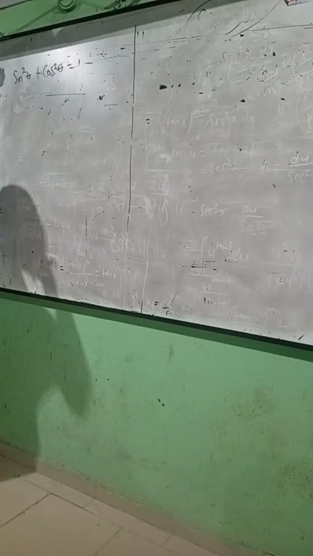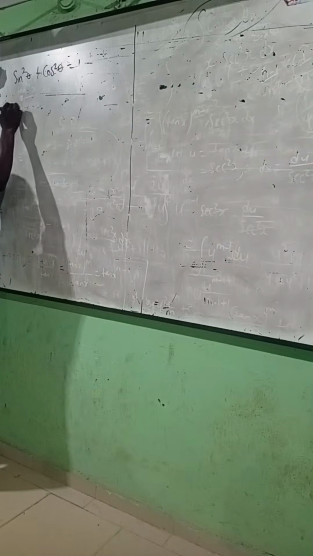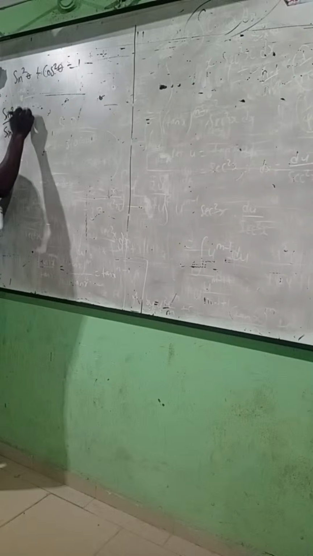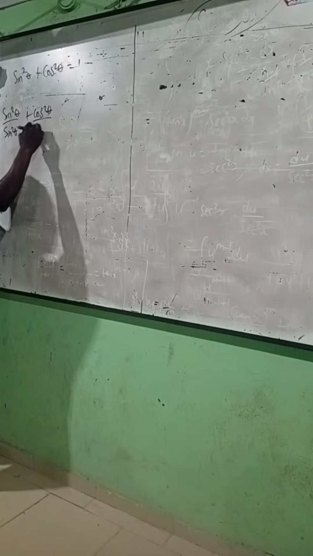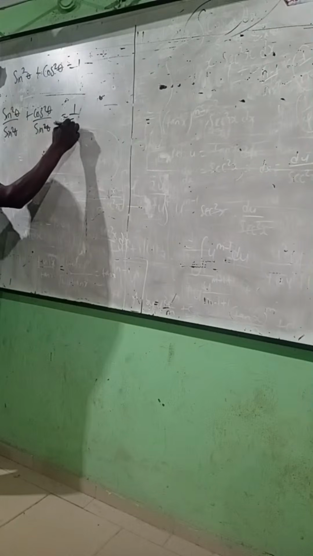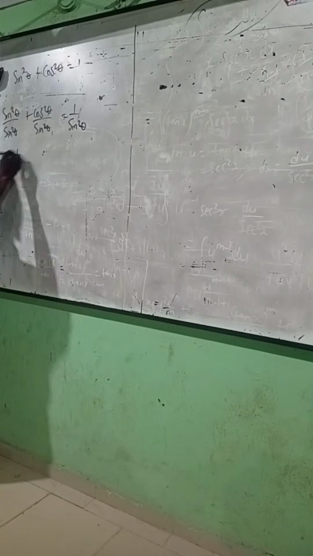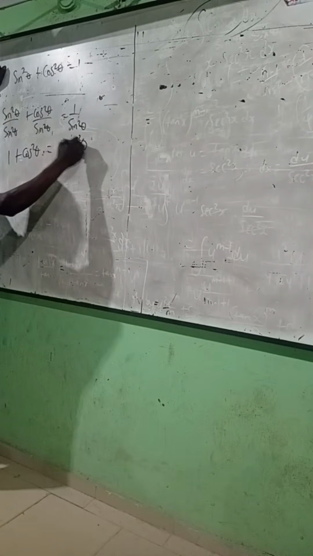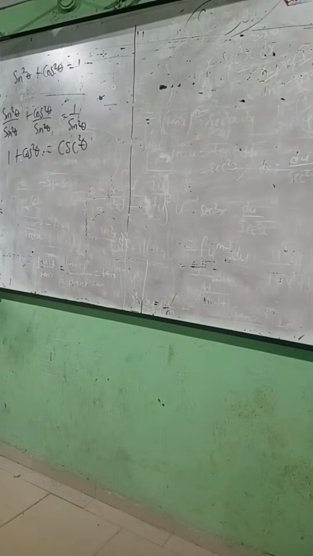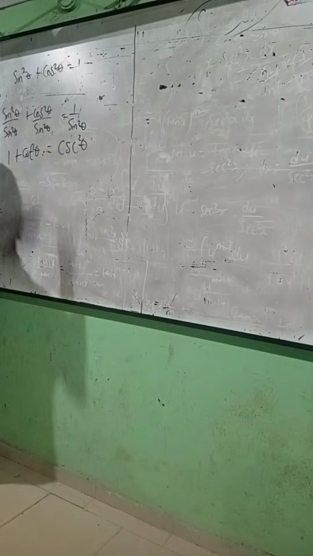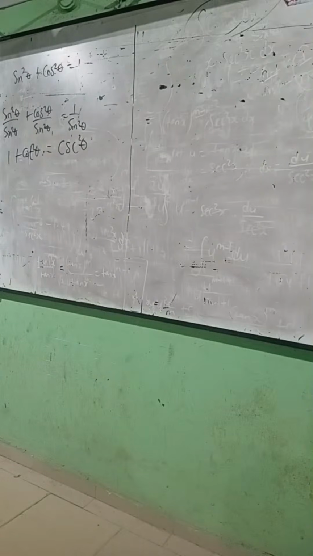Now, let's get the second identity. The second identity is derived by dividing all through by sin square theta. We divide by sin square theta: sin square theta over sin square theta plus cos square theta over sin square theta equals 1 over sin square theta. So here we get 1 plus cot square theta equals cosec square theta. 1 over sin is cosecant. Sin over cos is tan. Cos over sin is cot.